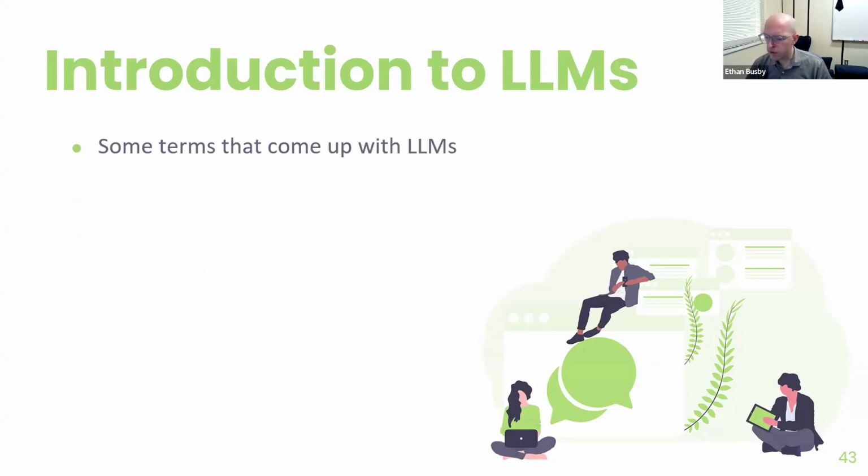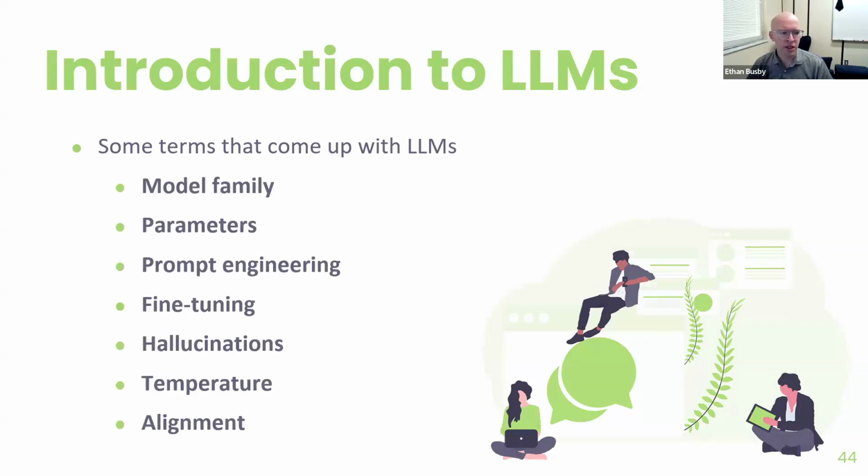I want to walk through some terms that often come up with large language models, and terms you may have heard of that we're going to use and talk through in this class. I'm going to walk through each of these, so I'm not just going to throw them at you and hope you understand them quickly. Some terms that come up are model family, parameters, prompt engineering, fine-tuning, hallucinations, temperature, alignment, and there are others too, but this is just a starting place of terms that are going to come up in our conversation.